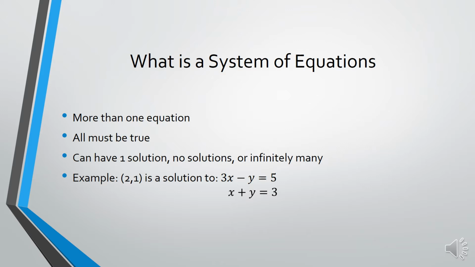A system of equations can have one solution, no solutions, or infinitely many. You're never going to have just two or just three, nothing like that. You either have no solutions, exactly one solution, or infinitely many.